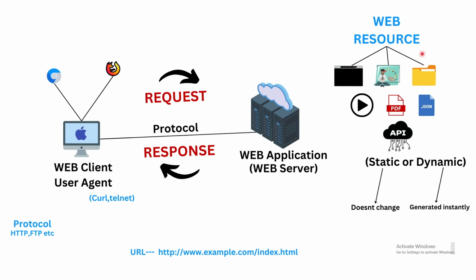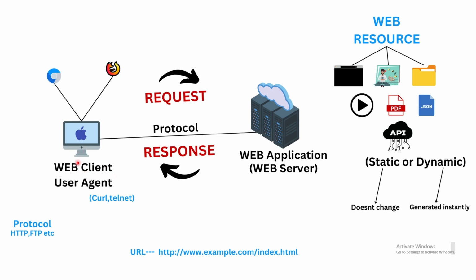Web resources are of two kinds: static or dynamic. A static web resource doesn't change. Examples are HTML, CSS, JavaScript, or image files. The static resources don't change, and the dynamic resources are things like news feeds, online forums, weather updates, etc. These are basically generated instantly.